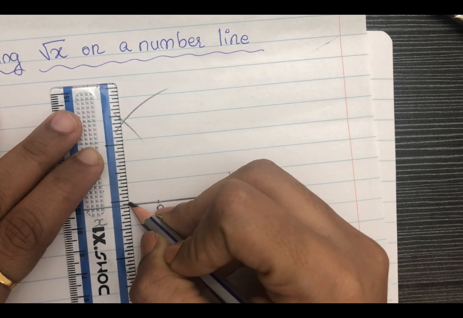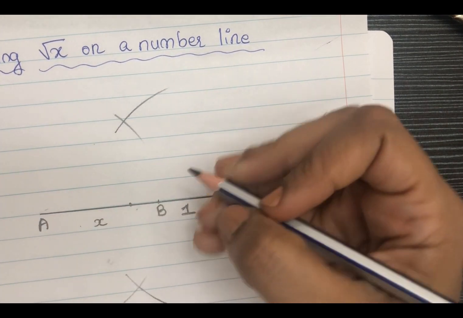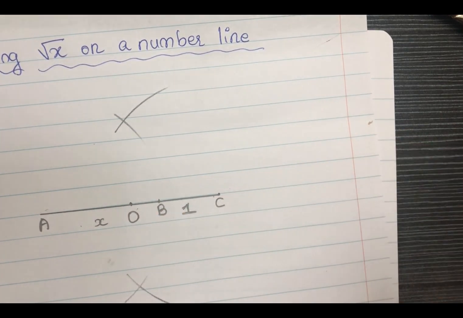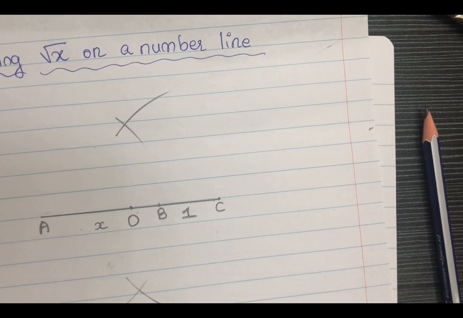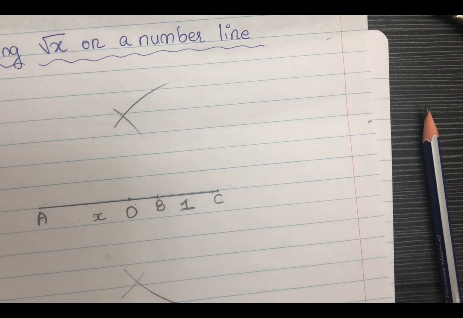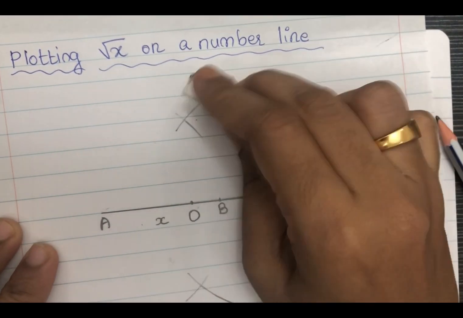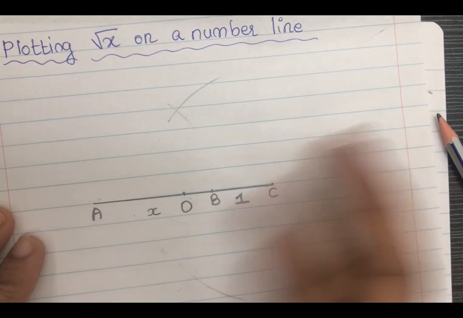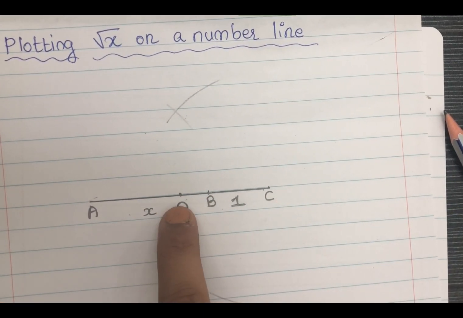See, this is the midpoint. This is the midpoint of AC. I marked it as O. Now we can erase these marks. We just need to find the midpoint of AC, which is O now.